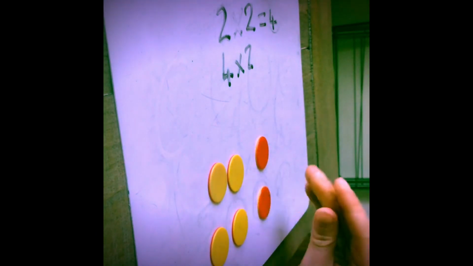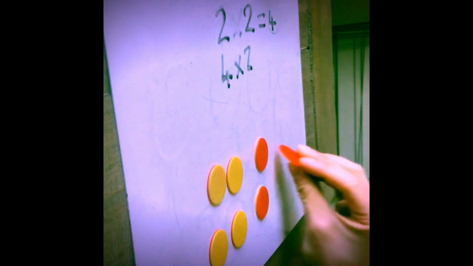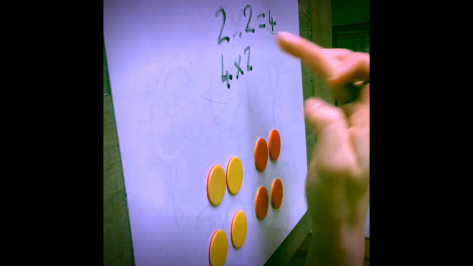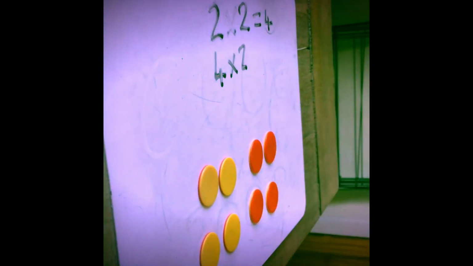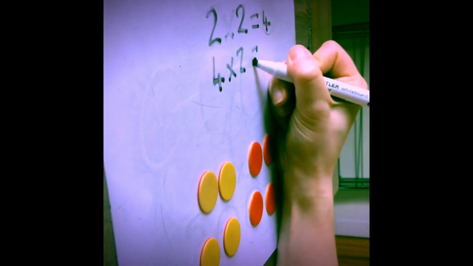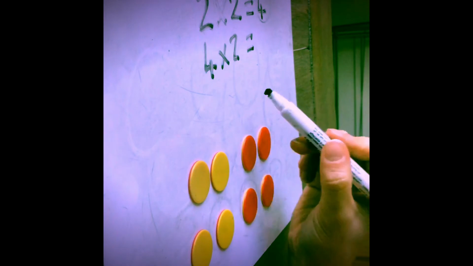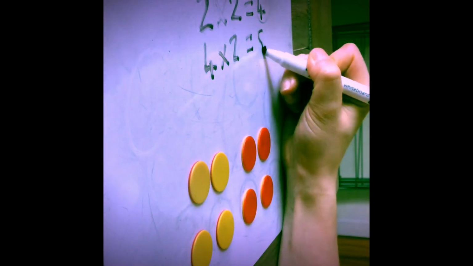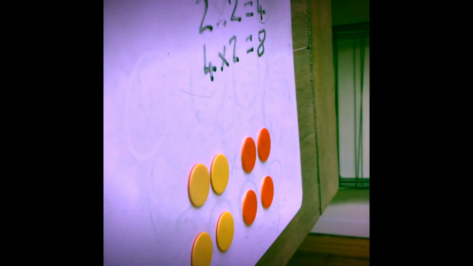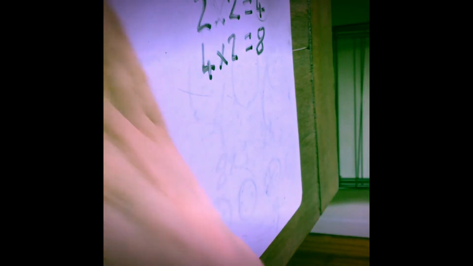I'm going to turn it around actually. So 2 times 2 is 4. And if we double that answer, we can get 4 times 2, which is 8. Now again, that might be a bit too simple for you. So let me show you how doubling can get you a lot of answers.